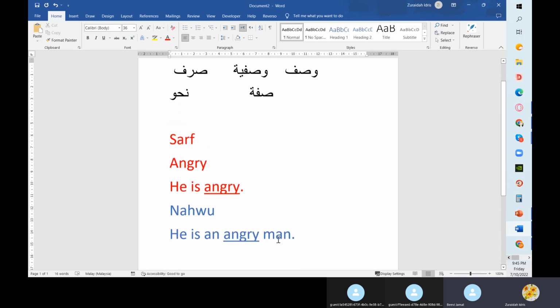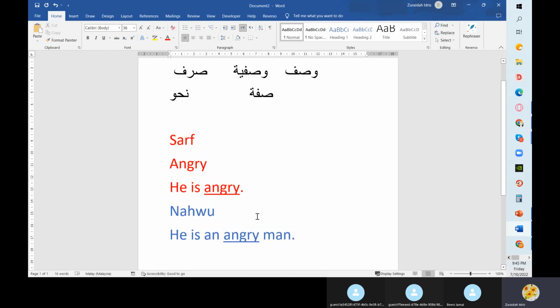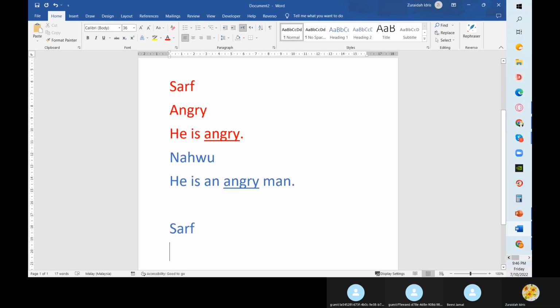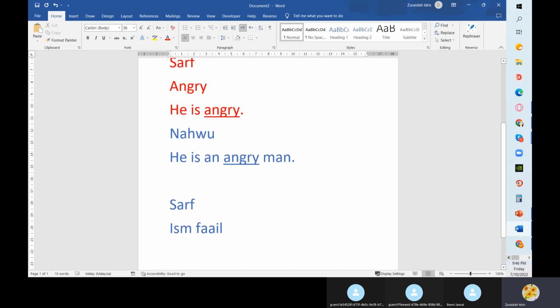Alhamdulillah. Okay, so just to know, this is another one under Saf, for example. Just to tell you the difference between Saf and Nahu. Under Saf, for example, you have isim fa'il. You know isim fa'il, right? This is one form of an isim. So let's give the English version.